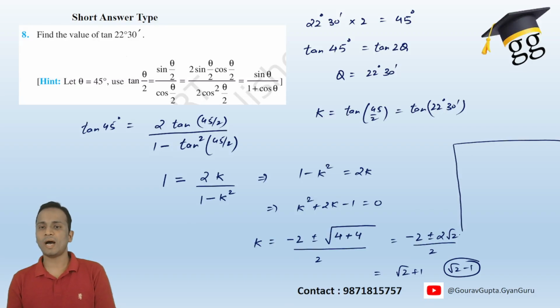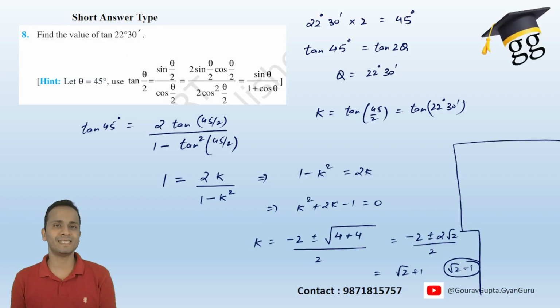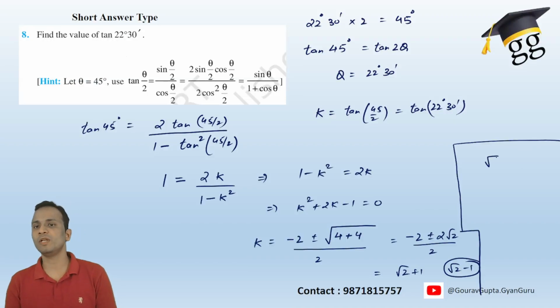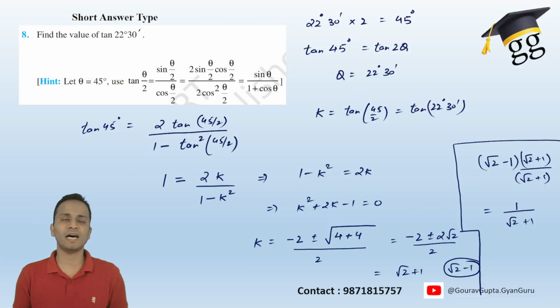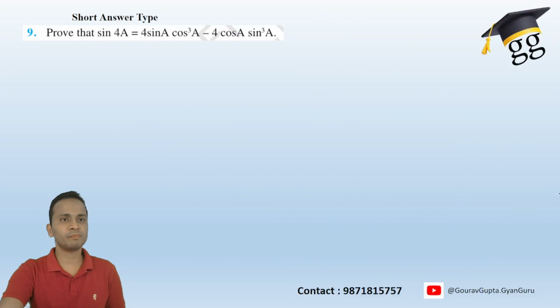So why have I selected root 2 minus 1? Now the value of root 2 plus 1 is greater than 1. The value of root 2 minus 1 is less than 1. Now tan 22 degrees 30 minutes will be less than 1, so the answer will be root 2 minus 1. I can multiply and divide it by root 2 plus 1. Okay, so in the numerator I'll get 2 minus 1, that is 1, divided by root 2 plus 1, which you will see in the answer key. Okay, so that was question number 8.